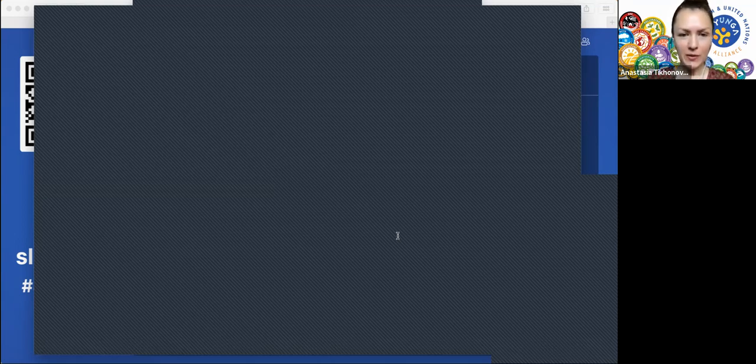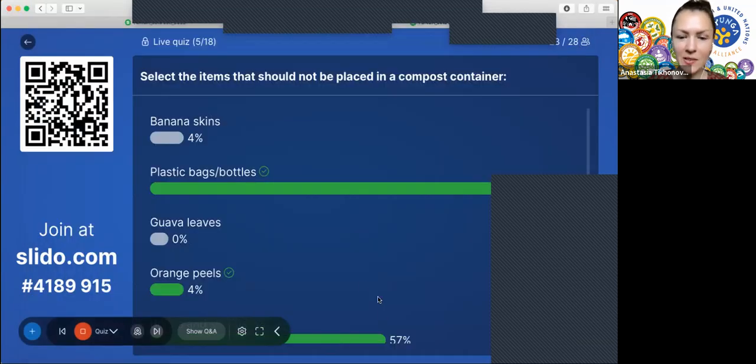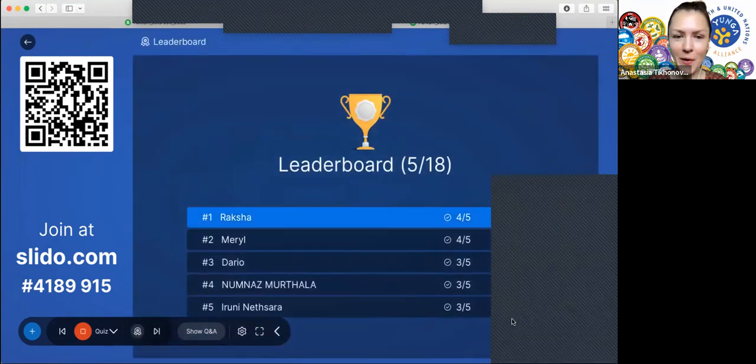Why not orange peels? Well, unfortunately, the natural chemicals and acidity in citrus peels can kill worms and other microorganisms, and it will eventually slow down the composting in your pile. So remember which you should not put in your composting. Let's see the leaderboard. Oh, we have a new leader, Raksha. Very well done. Let's keep on our competition.